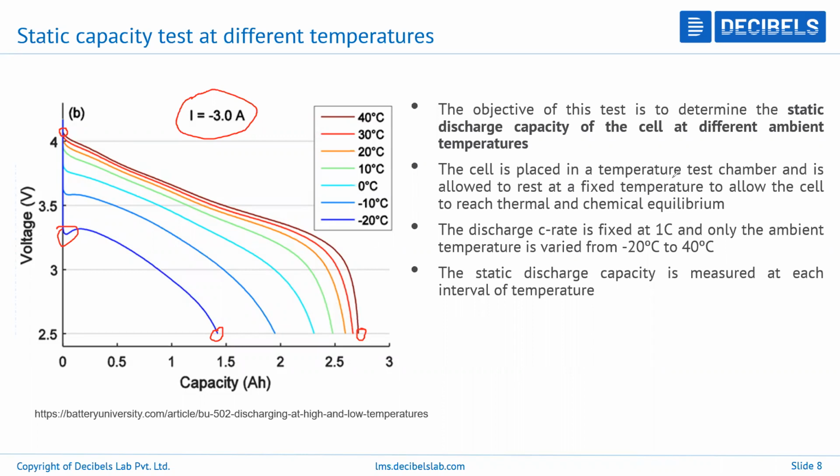And the objective of this test is to determine the discharge capacity of the cell at different ambient temperatures, which is one thing, and the second thing is to observe and analyze the extent to which capacity fading would occur if it were subjected to different temperatures. Yeah, so low versus high. So it's not always advantageous to use it at high temperatures, right?